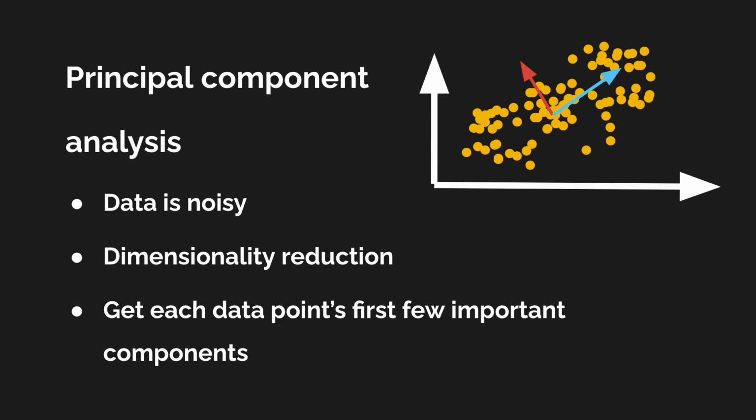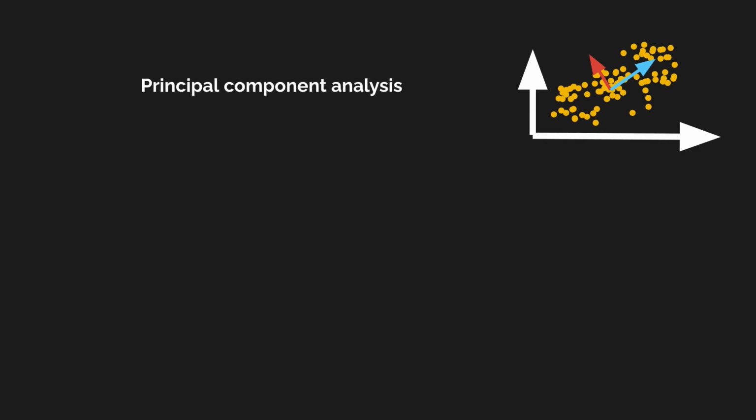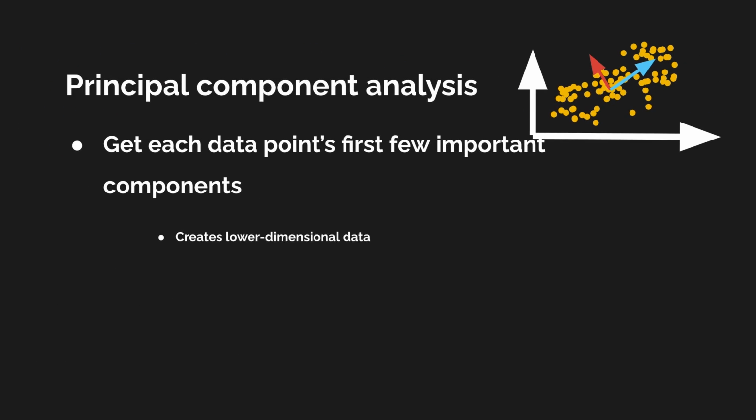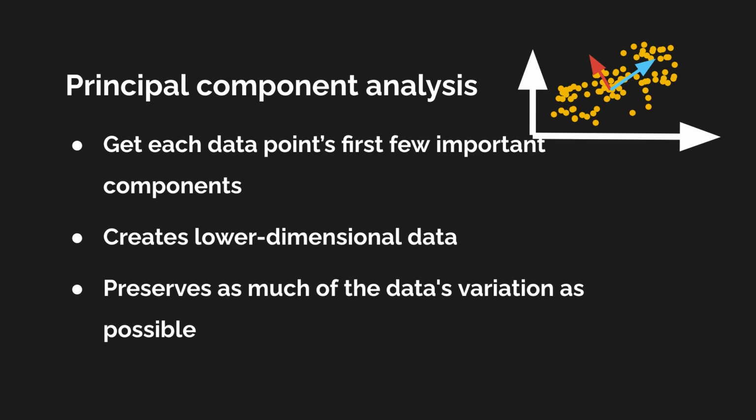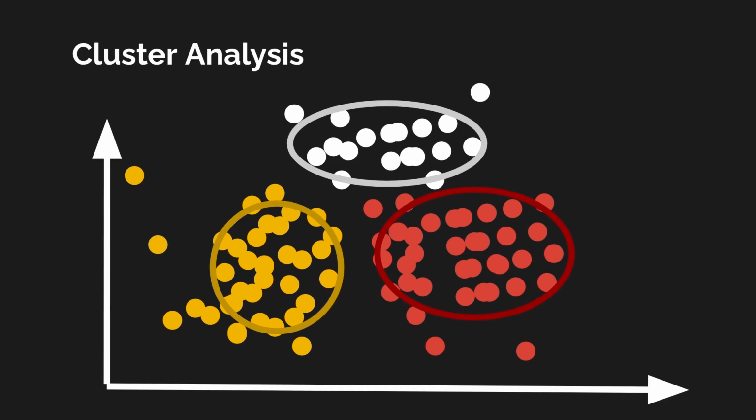We'll talk a lot about how we can get the key features from our data and from images in order to have less data and therefore the most important data only. With principal component analysis, we're getting each data point's first few components, and this is going to create what's known as lower dimensional data. That's what it means by reducing dimensionality. We're still preserving as much of the data's variation as possible, so we're still preserving the key features of a cat and the key features of a dog, which is the data's variation, but we're just removing all the noise. We're getting only the most important features relevant to a cat and a dog.